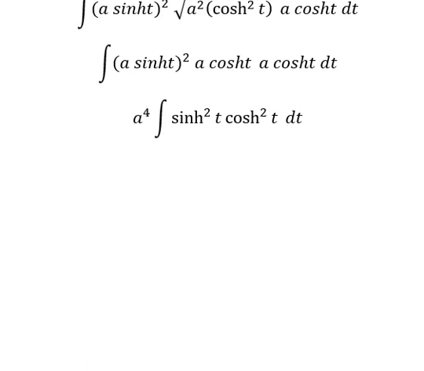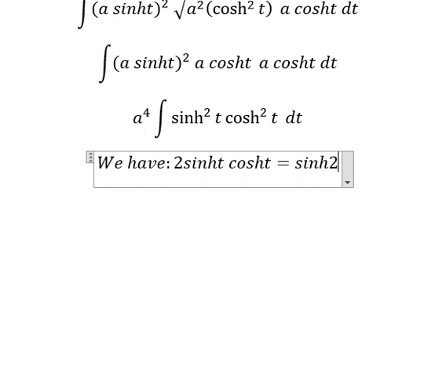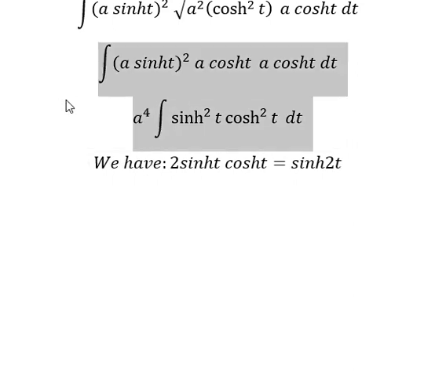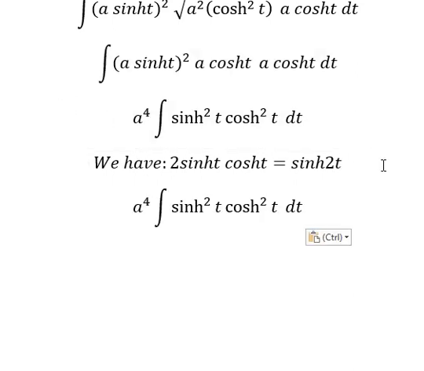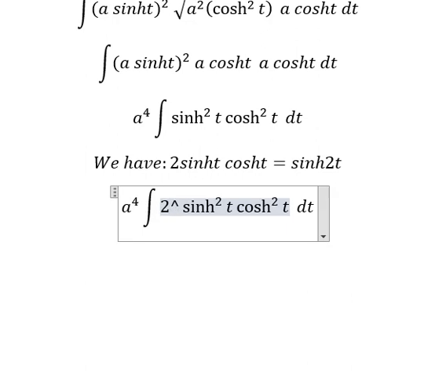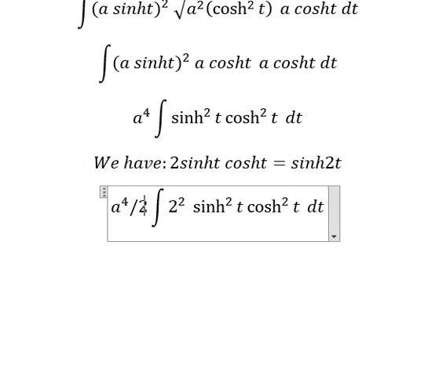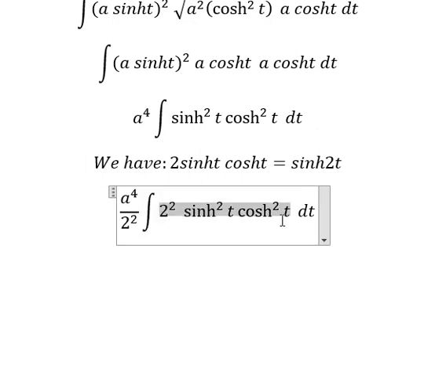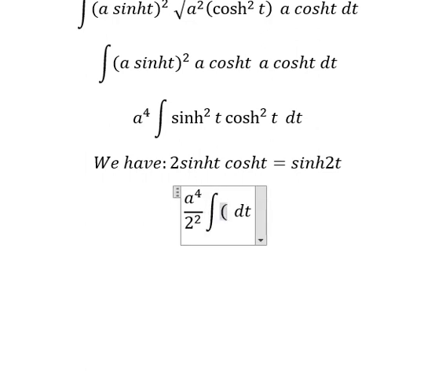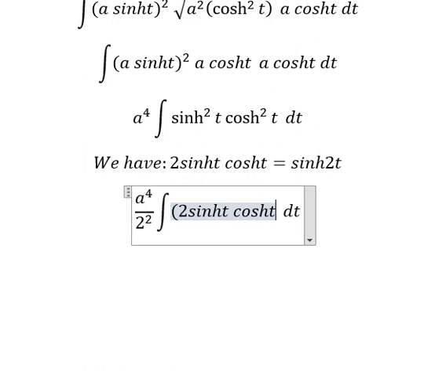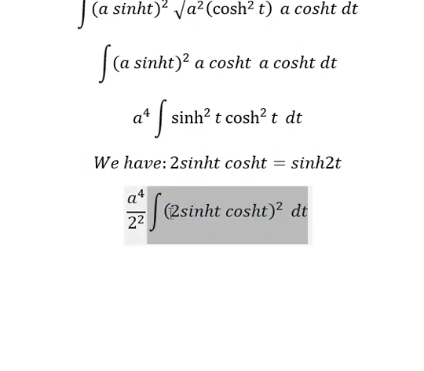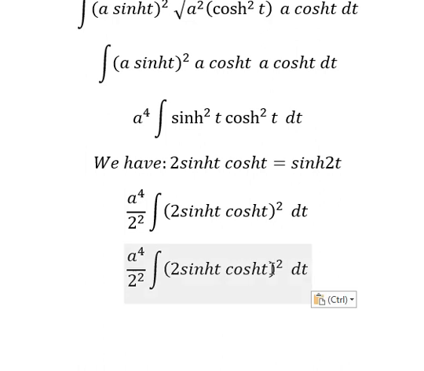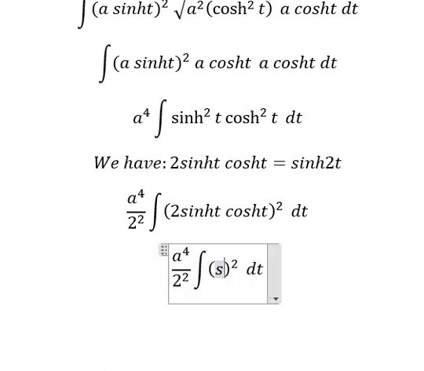Next, we have the formula in here. So I will put 2 to the power of 2. Later we need to divide by 2 to the power of 2. So this one we can put 2 sin t cos t to the power of 2. And this one is about sin 2t.